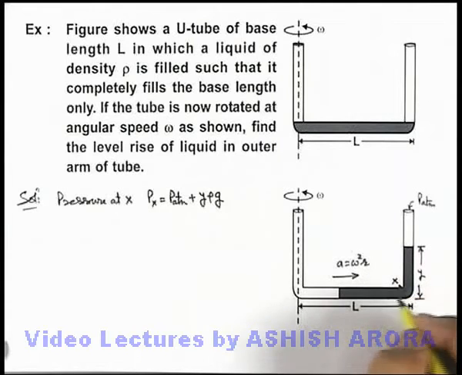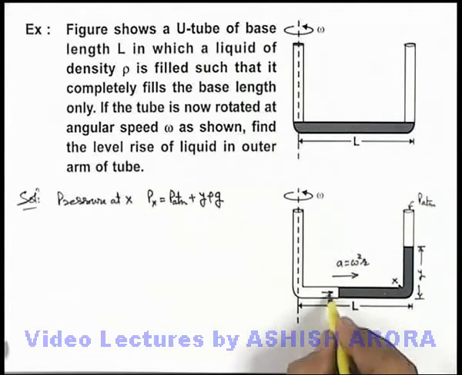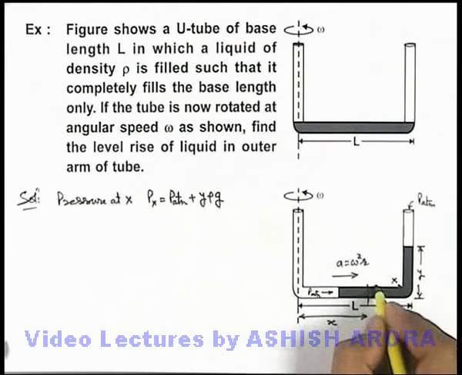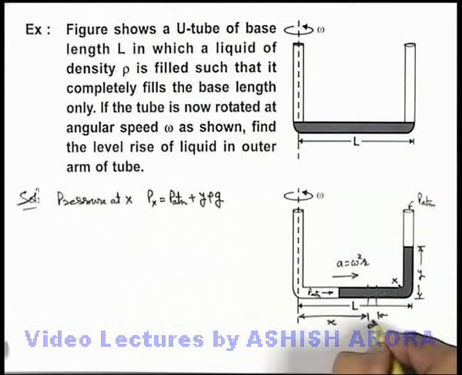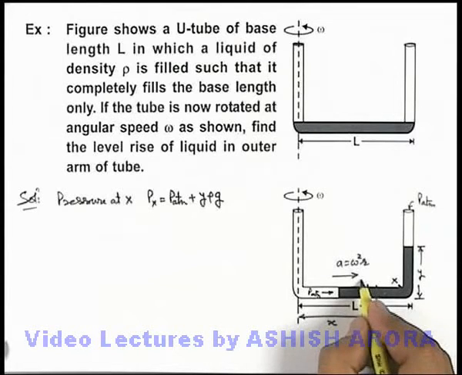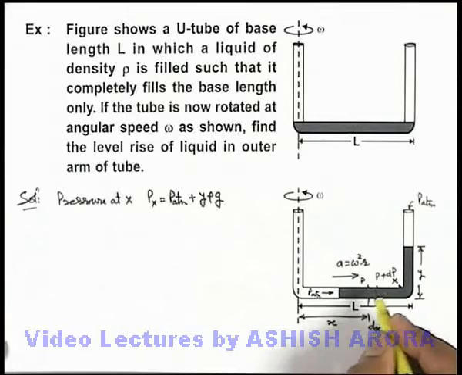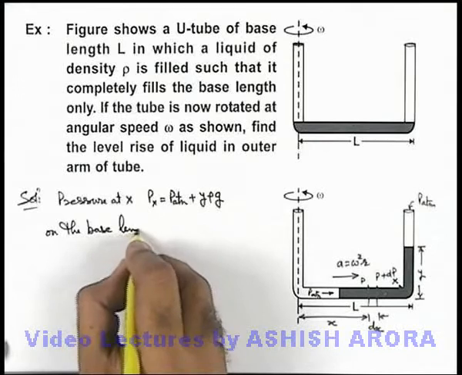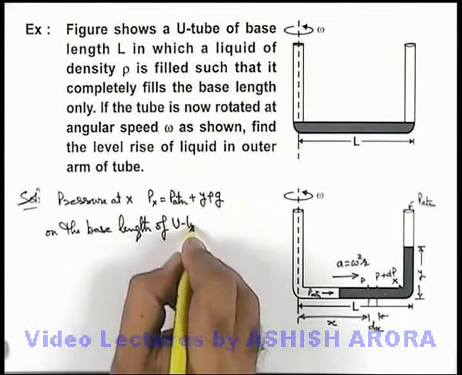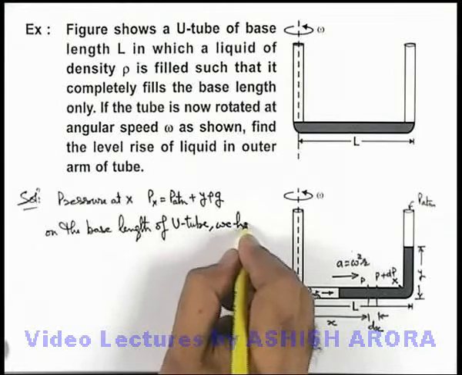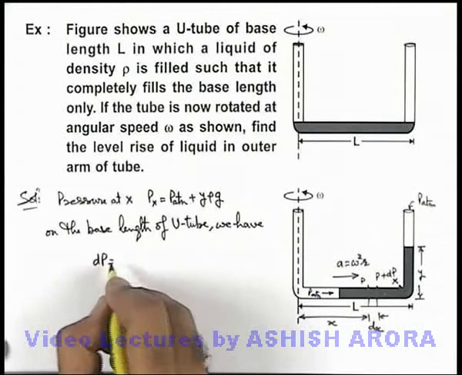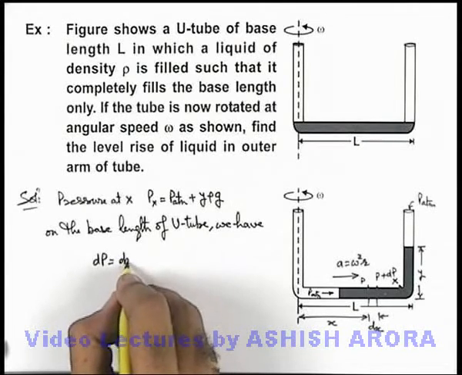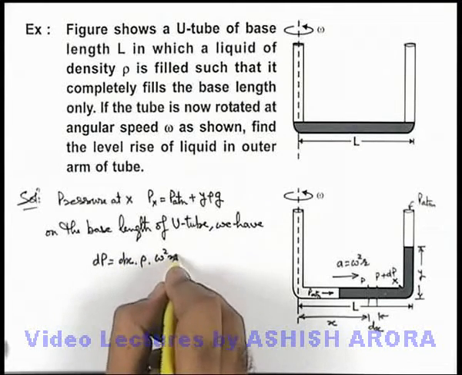And pressure at x can also be obtained from this side, as here also the tube is open and pressure P atmospheric is acting. So for this, at a distance x from the axis of rotation we consider an element of width dx, and say here the pressure is P, here it is P plus dP. Then we can say on the base length of the U tube we have dP is equal to dx rho omega square x.